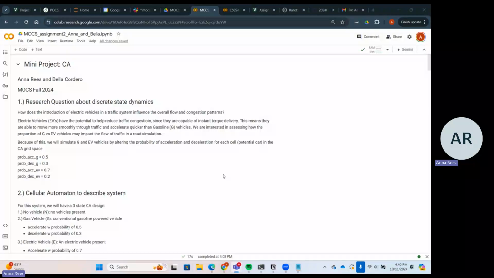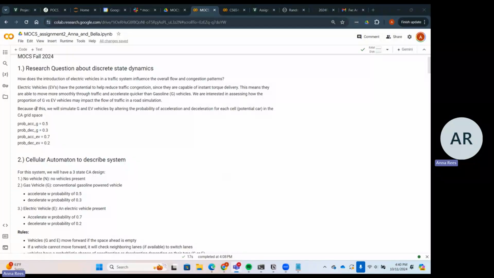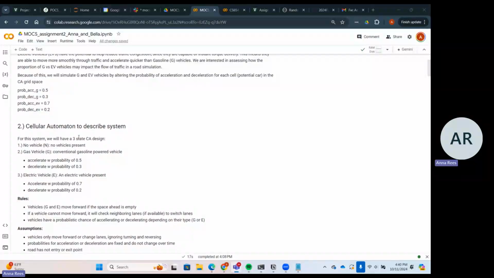So we were interested in assessing how the proportion of gas versus electric vehicles can impact the flow of traffic in a road simulation. We did this by differentiating the two states by the probability of accelerating at any given time and the probability of decelerating at any given time. Electric vehicles have a probability of accelerating 70% of the time every time step, or decelerating 20% of the time every time step. And for gas, 50% of the time they're accelerating and 30% of the time they're decelerating.